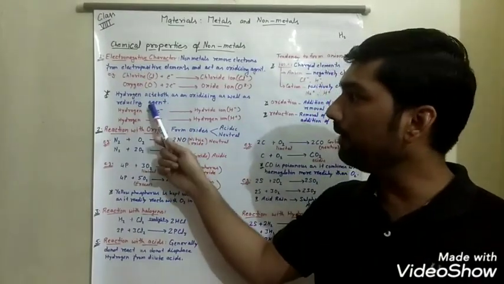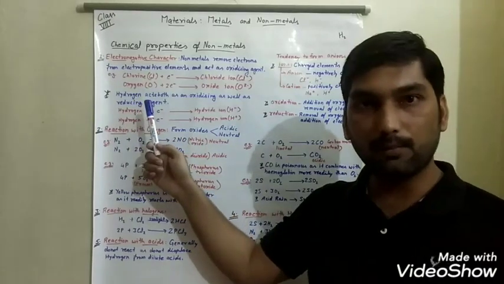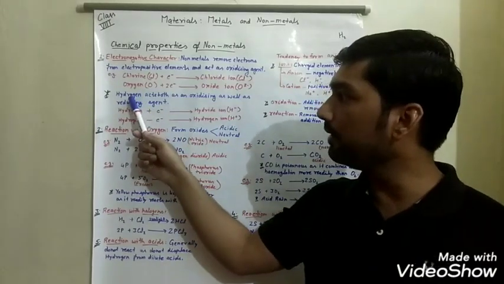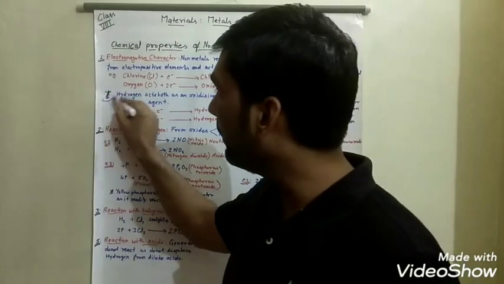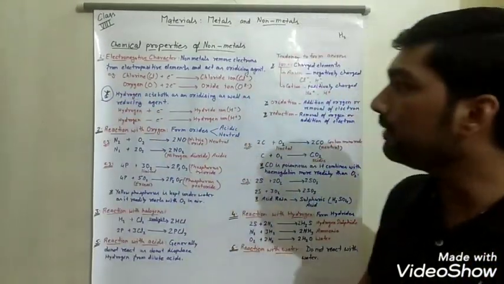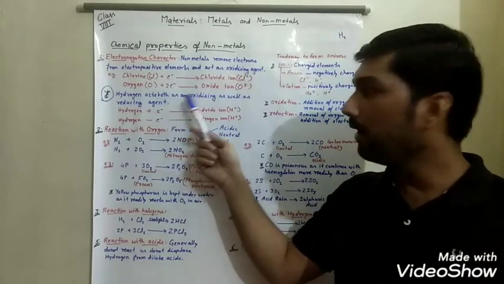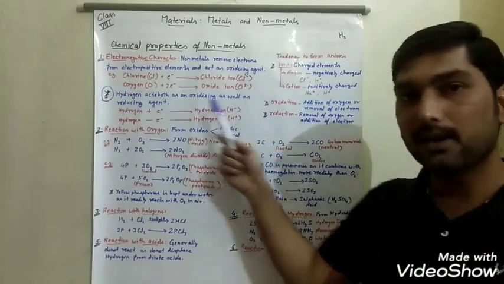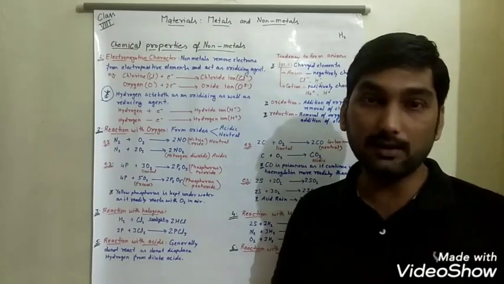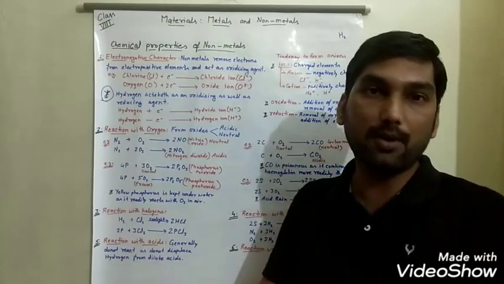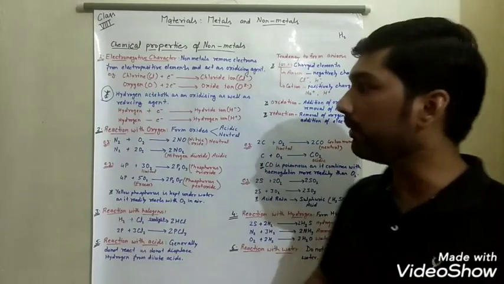But when we consider one more non-metal, hydrogen, it is an exception and a very important point. You have to remember that hydrogen acts both as an oxidizing as well as a reducing agent, meaning hydrogen has a tendency to either lose an electron or gain an electron.